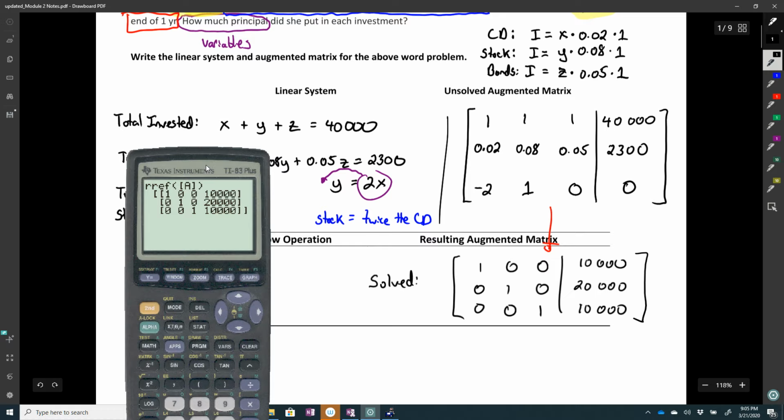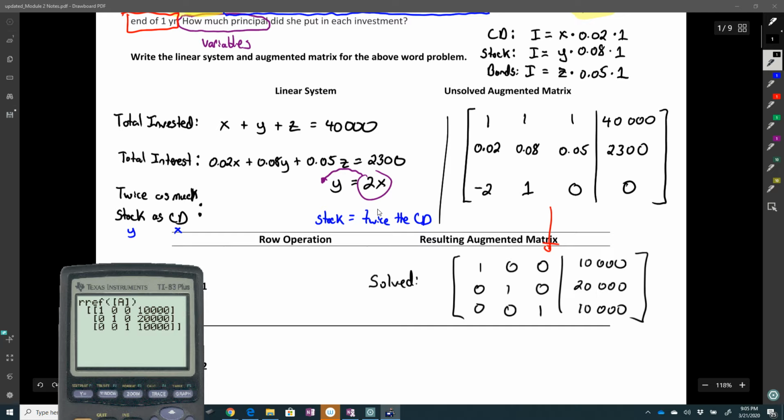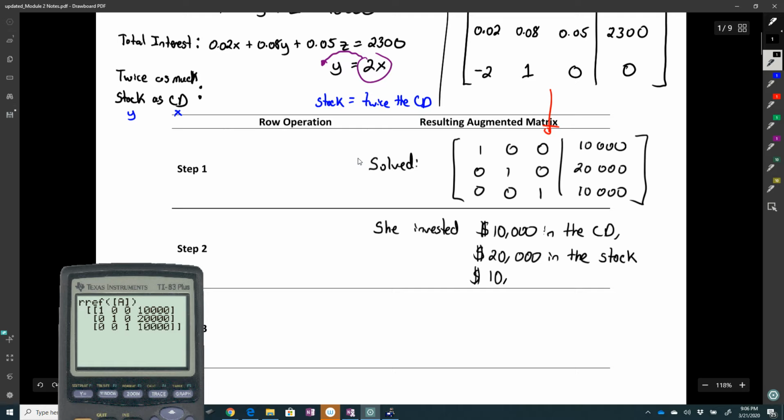There we go. So now let's answer the question. This is the part that people hate. So she invested $10,000 in the CD, and you can abbreviate 20,000 in the stock, and then 10,000 in the bond. And so that's your answer. If you forget to put that, you're going to get points off because you have to actually answer the question.